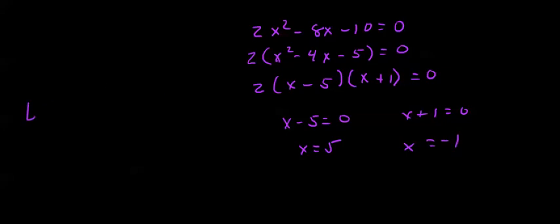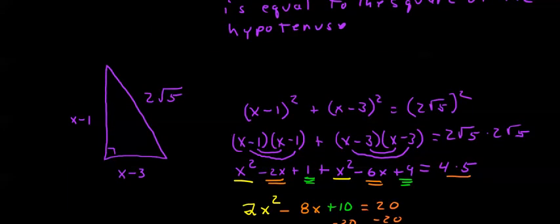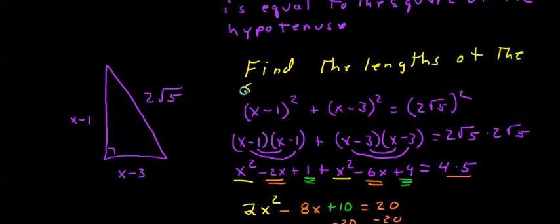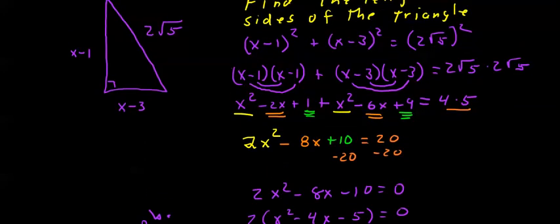Now, we have to look at the problem. I didn't give you the instructions. The instructions are: find the lengths of the sides of the triangle. Not find x. You need to find x, but what are the lengths?